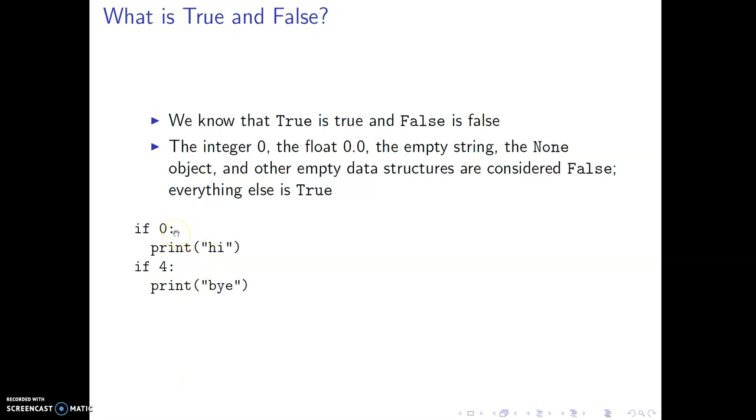So let's evaluate, just thinking through this. If 0, how is that going to be evaluated? False, right? So if 0, print hi. So are we going to see hi printed? No, because it gets evaluated as false. If 4, and how is the 4 going to get evaluated? As true, because it's not 0. It's something else. Everything else is true, right? So if 4, print bye. So we will see bye. We won't see hi. If we run this whole string, try it out, you'll just see bye.